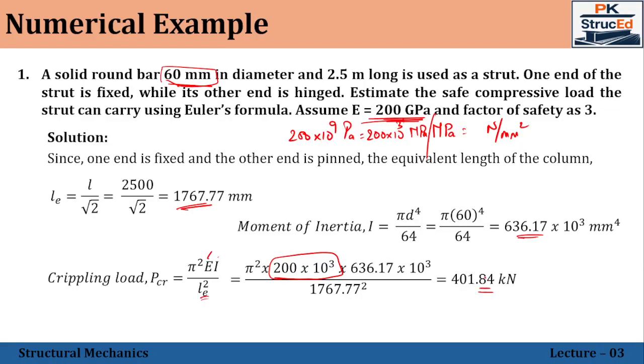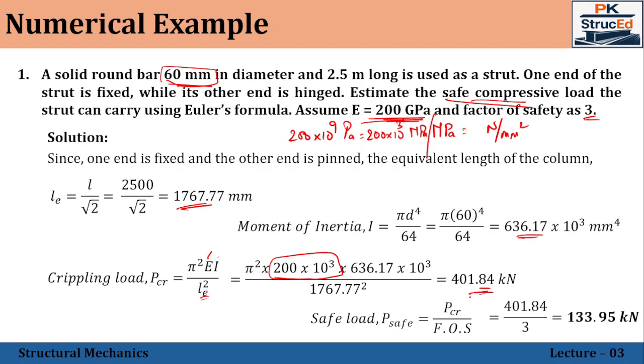But in this question, we don't need to find the crippling load. Instead, we need to find the safe compressive load. Now the question is, why is factor of safety used? So here the Euler's formula will give the critical buckling load. But in design, we never allow the column to reach the buckling. Hence, the safe load will be calculated by dividing the critical load or the crippling load with the factor of safety. Here the factor of safety is given as 3. Therefore, safe load will be 401.84 kilonewton, that is the crippling load, divided by factor of safety 3, which will be calculated as 133.95 kilonewton.